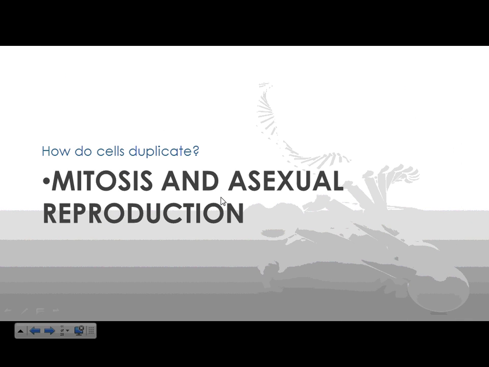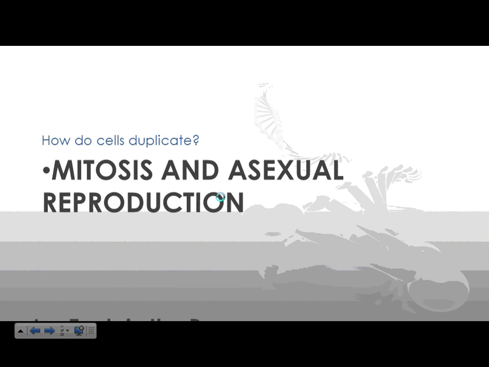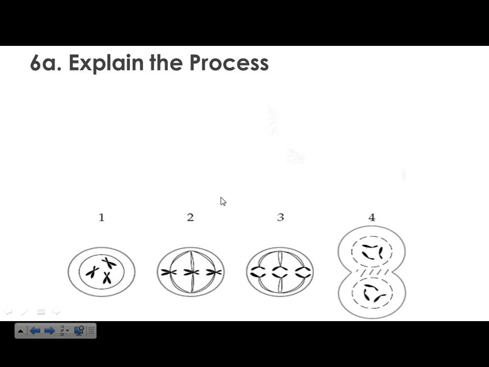Next section is about mitosis and asexual reproduction. So how do cells duplicate? So the first question asks us to consider and explain the process below. So this is the process of mitosis. There are 4 phases in mitosis, thus there are 4 pictures of the cell.